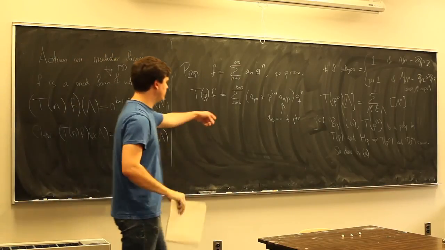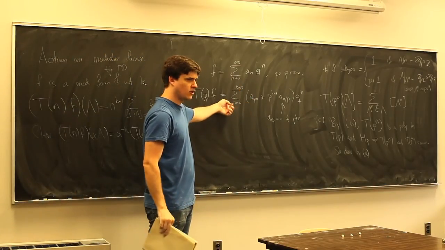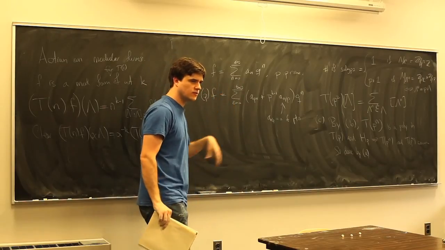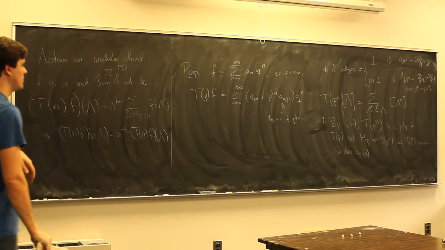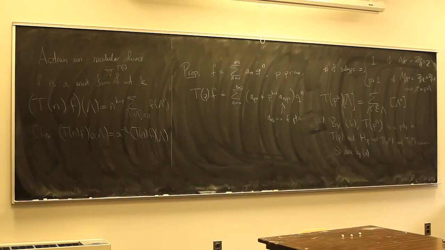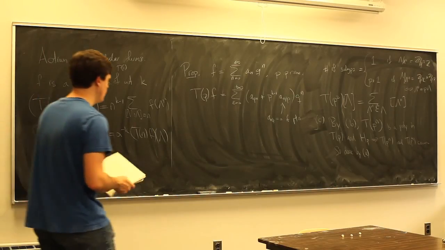And so this shows that you're still a holomorphic function, and holomorphic at infinity, because you don't have any negative terms in your q-expansion. So this shows that it takes modular forms to modular forms. And okay, so let me prove this.